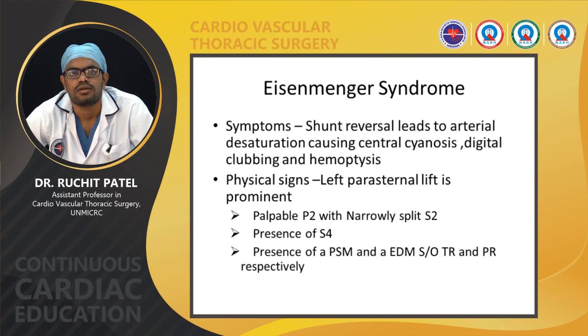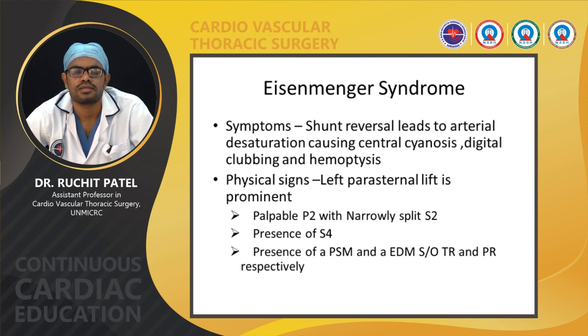Then Eisenmenger syndrome. In cases of late presentation, because there is shunt reversal, the pulmonary vascular resistance is higher than 12, or more than 10 units, that leads to clinical desaturation symptoms such as central cyanosis, maybe digital clubbing or hemoptysis.